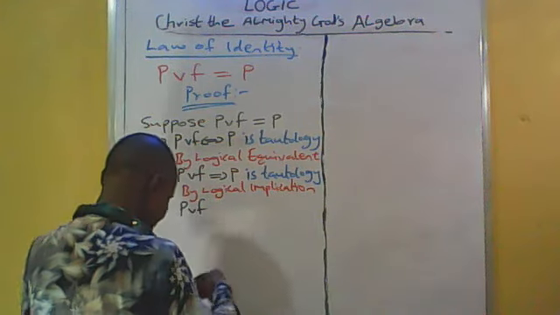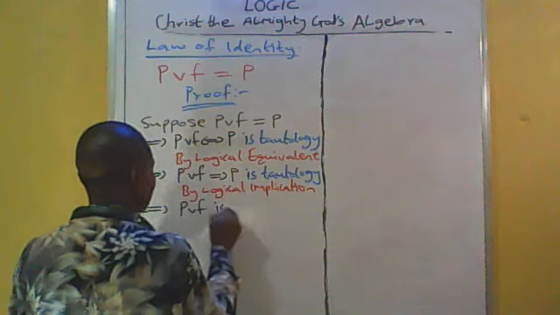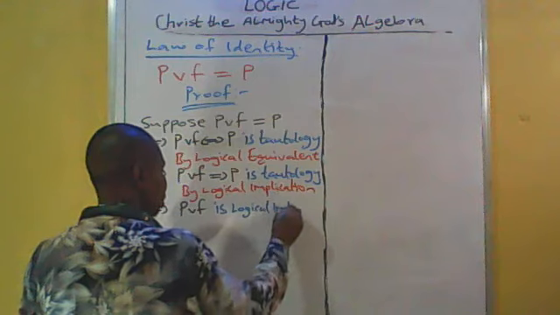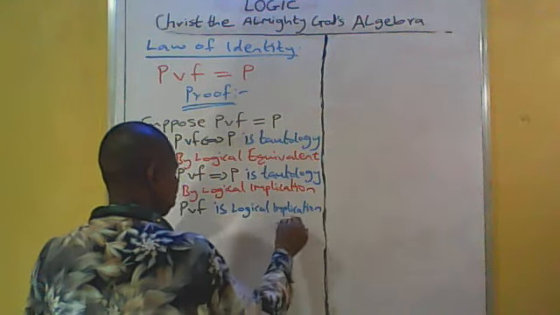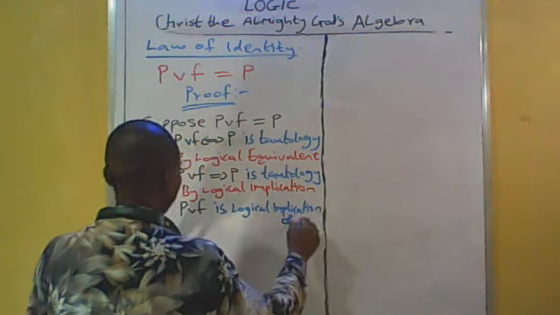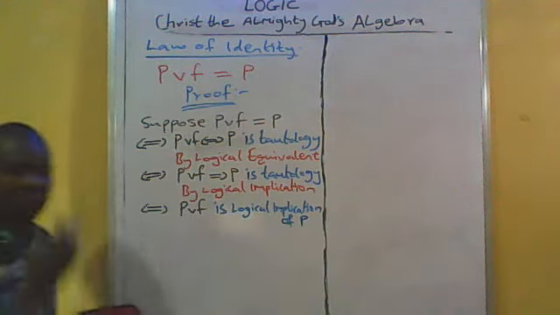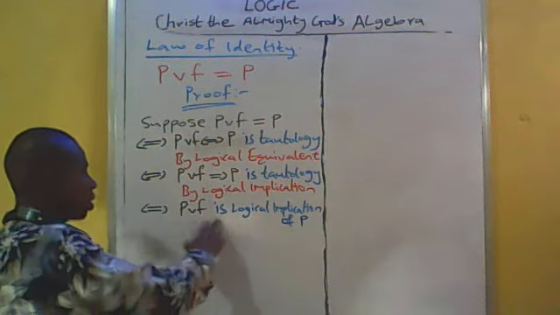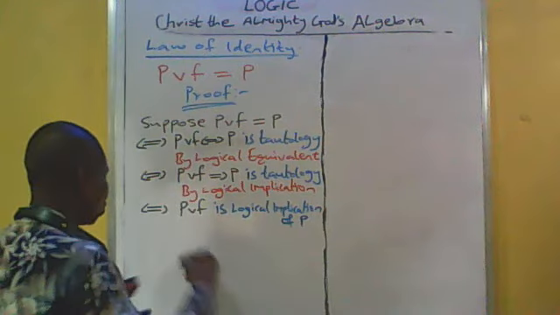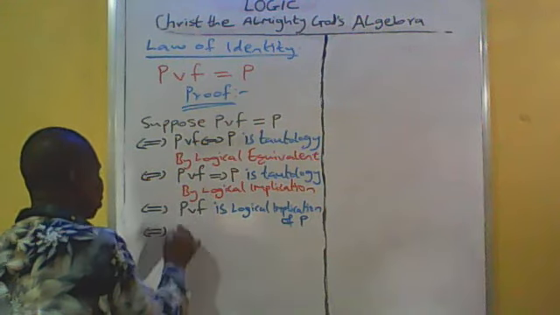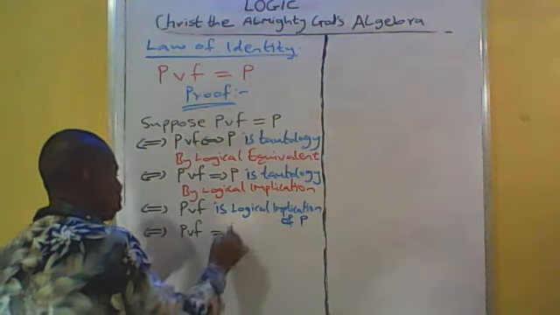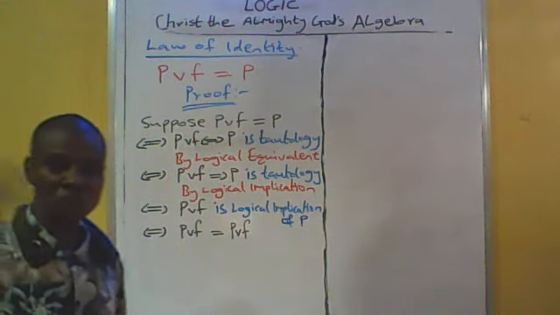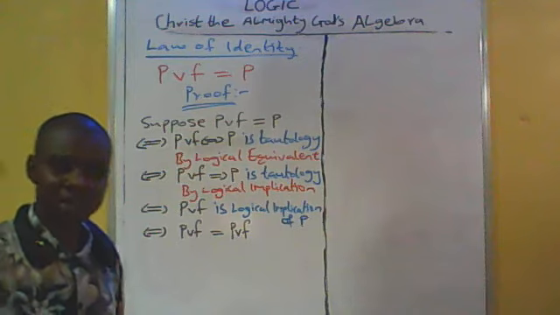P or F is logical implication of P. Since this P or F logical implication of P is true, also this must also be true: P or F is equal to P or F. That means the logical implication is equal to itself and is logical equivalent.